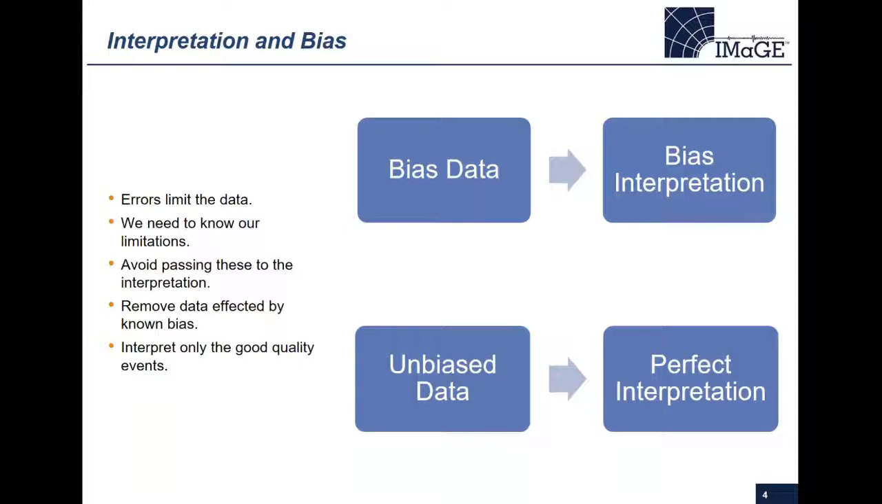If you start with biased data, you're going to bias your interpretation. We need to try and find a way of unbiasing our data, to get out as much as we can. If we had perfect unbiased data, we could then have a perfect interpretation. But the problem is we're probably going to be somewhere in the middle, having to deal with some biases and make sure we know about them and make sure it's communicated clearly.